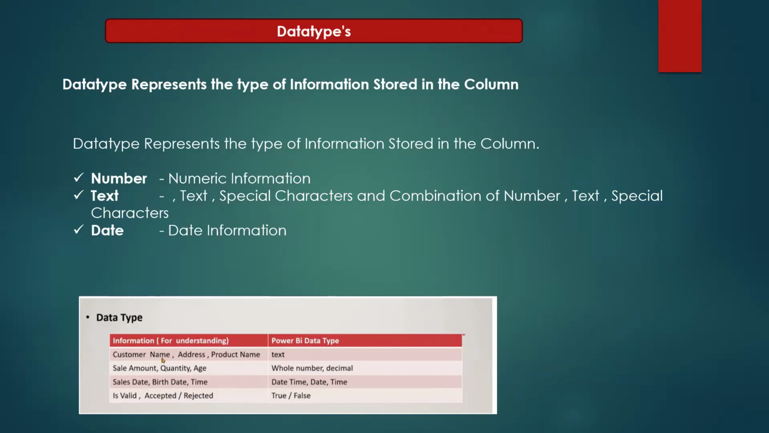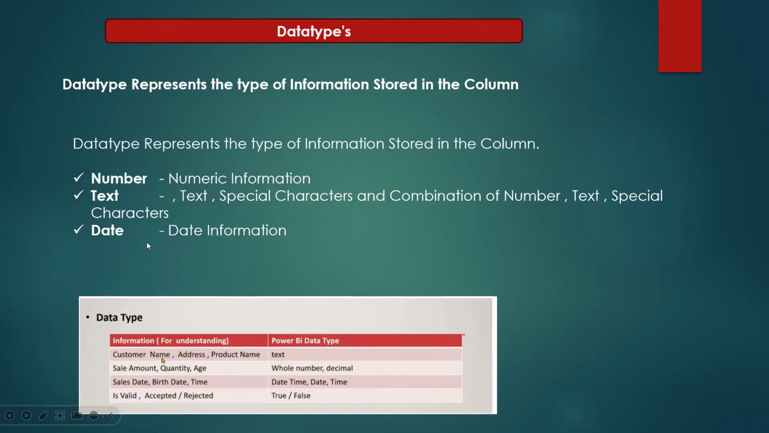Okay, that is the importance of the data type. See, what is meant by data type? Data type represents the type of information stored in the column. If it is numeric information, we call it number data type. If text is there, special characters are there, or a combination of text, numbers, and special characters, sometimes you have text and some special characters like the at the rate symbol. If both are present in a single column, you will call that text data type.